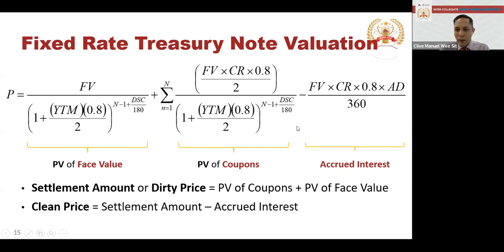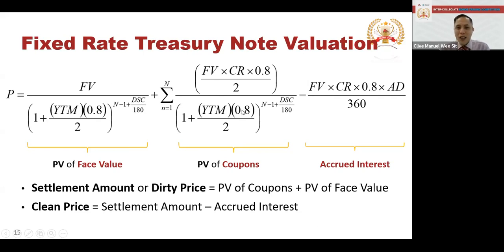Now let's talk about the denominator. What is this? This is the part of the formula that you will use to discount these future cash flows to their present value equivalents. And remember, when you do present value in any DCF method, you use the discount rate, or in this case, the yield to maturity, to compute for the present value of these future cash flows. So here, the denominator is 1 plus YTM, or yield to maturity.